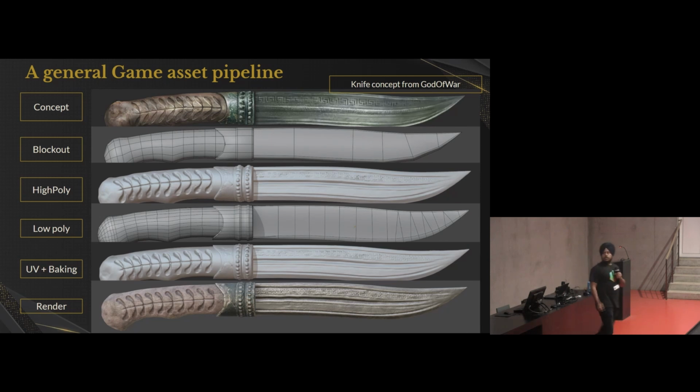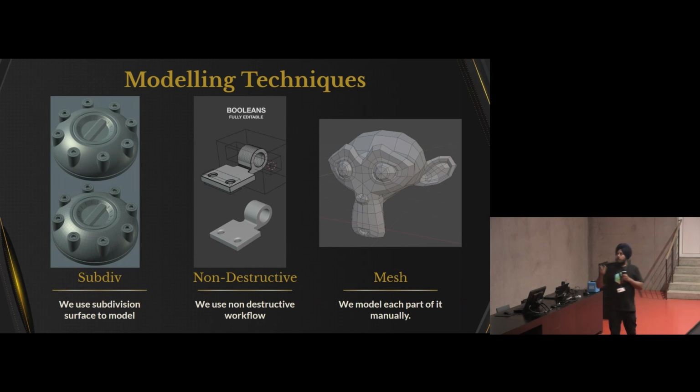Right? So then there are a few different types of modeling. I'm sure you all know, so we'll just quickly go through it. We have subdivision modeling, where we use supporting loops and the subdivision surface modifier. There is non-destructive modeling, where we use booleans and modifiers, so our base mesh remains and we can get the previous mesh back. And then there is a mesh which we manually model. For example, Suzanne is a good model for that.